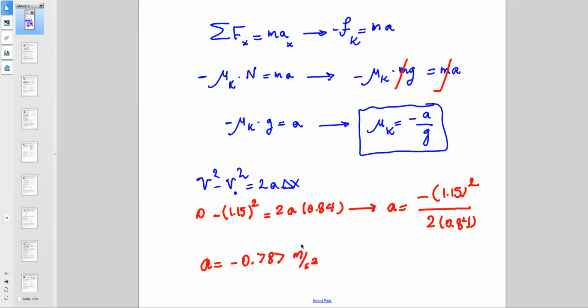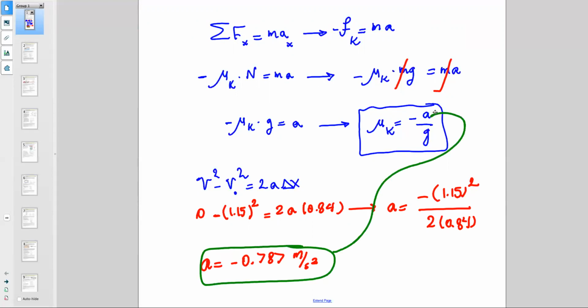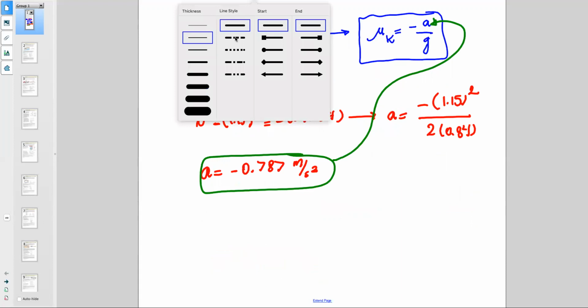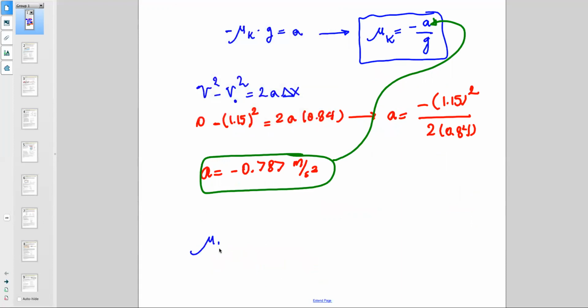Now, once you have that, you can easily put it right there. So mu_k then is negative 0.787 over g, which is 9.81. So whatever it is, this would be your mu_k.